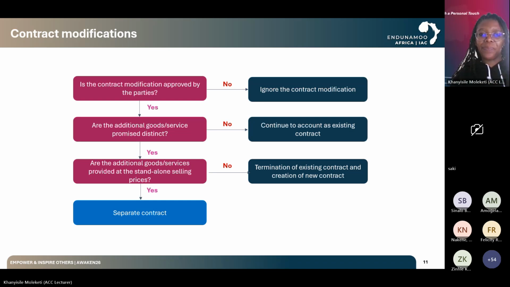Okay. Amogelang is going to have to be the last question on contract modifications, guys, because we've got a lot more content to cover and we're running out of time. Amogelang?